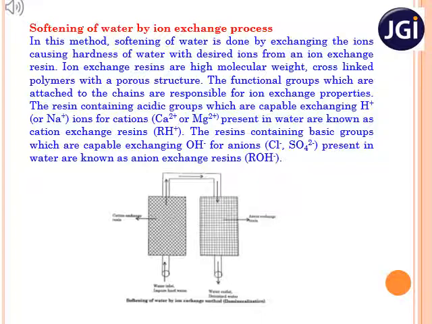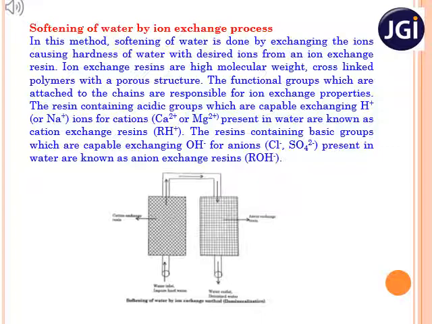These resins are nothing but cross-linked polymers with high molecular weight. They will have porous structure. The functional groups of these resins are capable of exchanging the ions. Two types of resins are used in this process. First one is cation exchange resin, filled in a column. Observe the column on left hand side in the diagram.